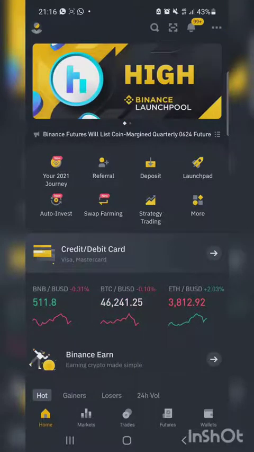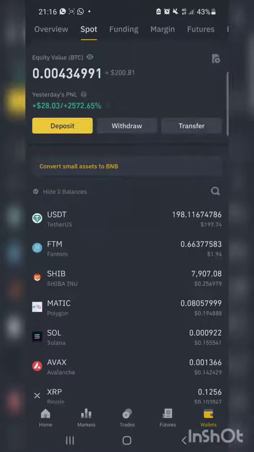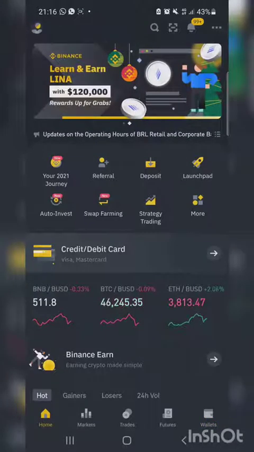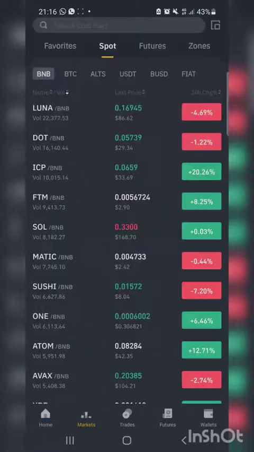So to do this, step one, ensure you have any stable coin, be it USDT or BUSD, on your Binance. Once you have that, then you're good to go. The next thing you need to do is click on markets. So this is the market tab here. So you'd click on markets.